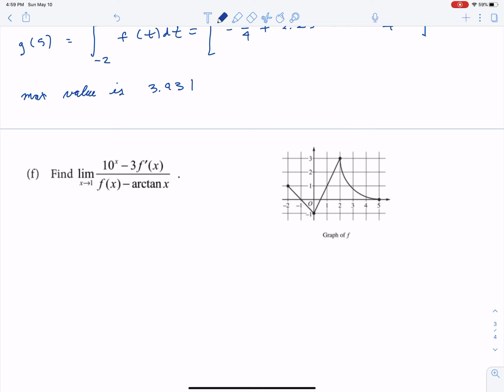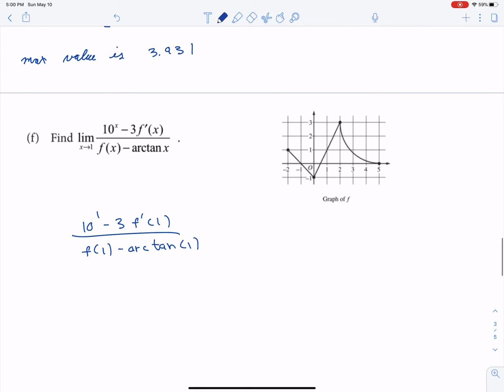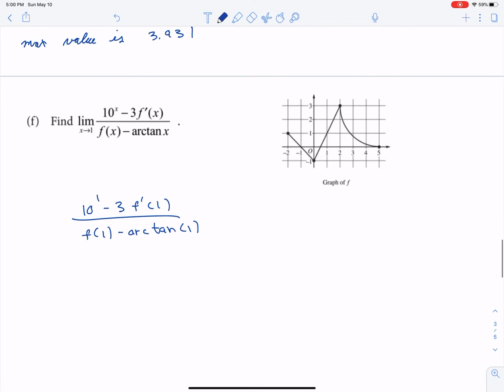We're supposed to find the limit. So again, with limits, one of the first things we should check and see is, can I just plug the number in? Because if I can, then that's great. So let's go and see if I can do that. So let's plug it in. So I get 10 to the 1 minus 3 times f prime of 1 over f of 1 minus the arc tangent of 1. Okay. Again, if this doesn't work, I'm going to have to go do something else, but let's just see if we get a number out of this. So this may be weird, useless stuff.